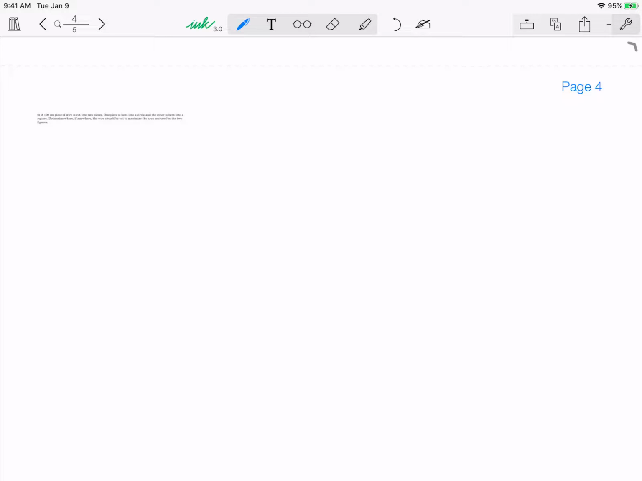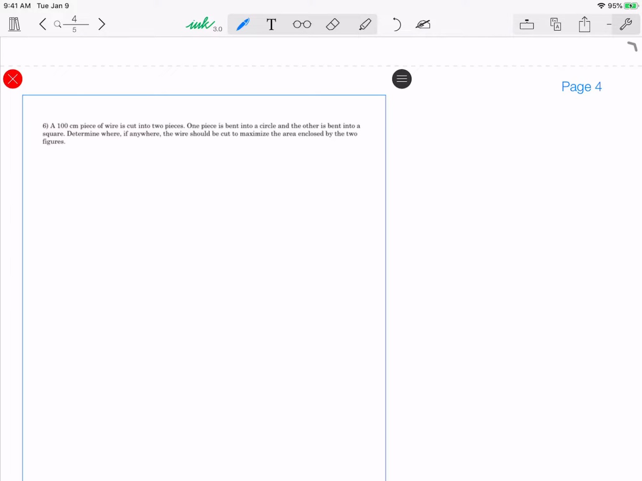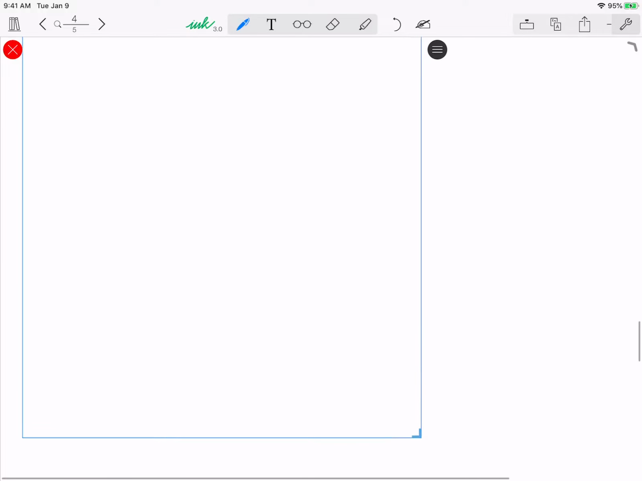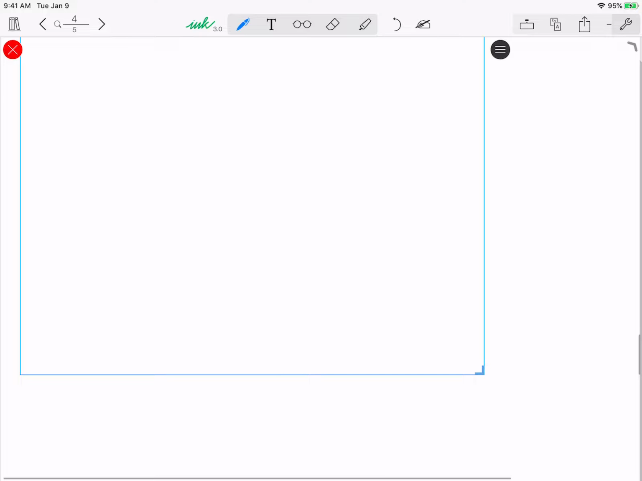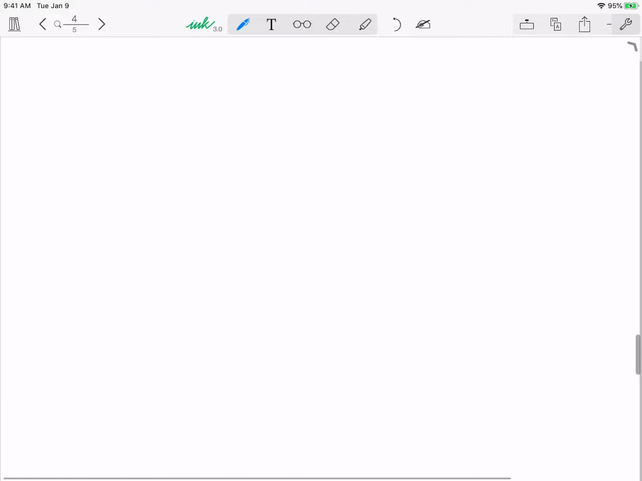Ooh, good luck reading this one. Alright, this is one of my favorites. A 100-meter piece, or 100 centimeter. Let's see if I can scroll up and find it again.